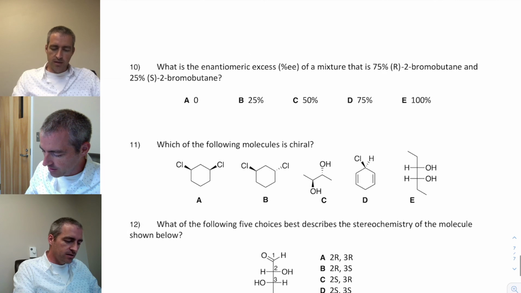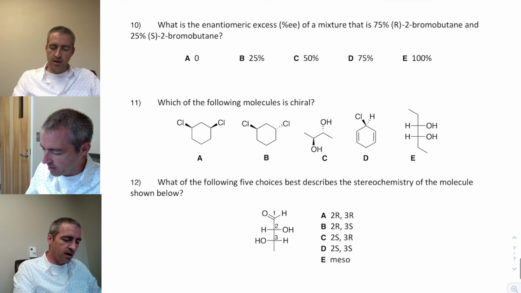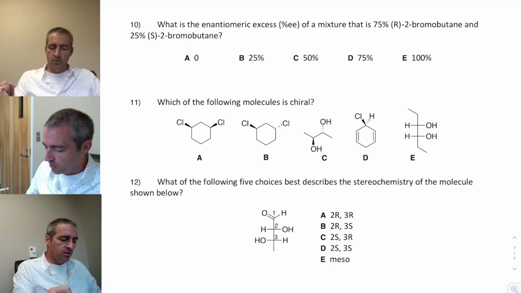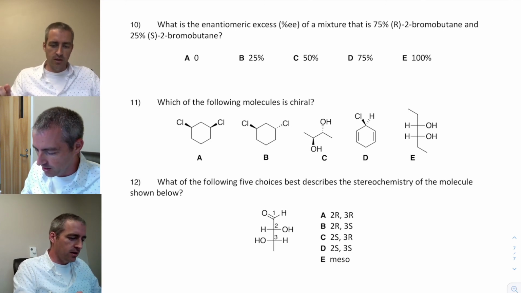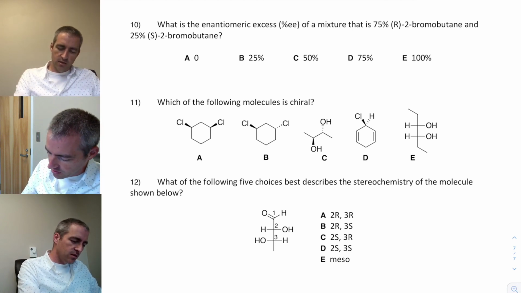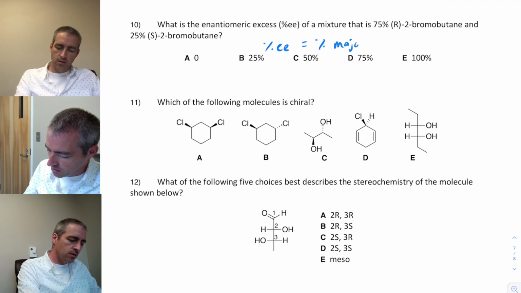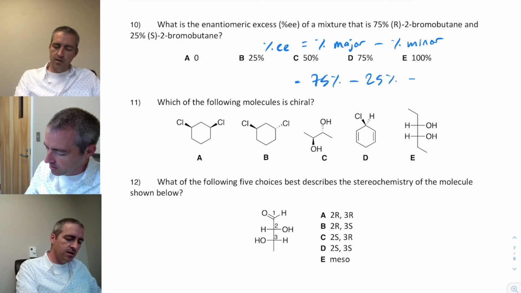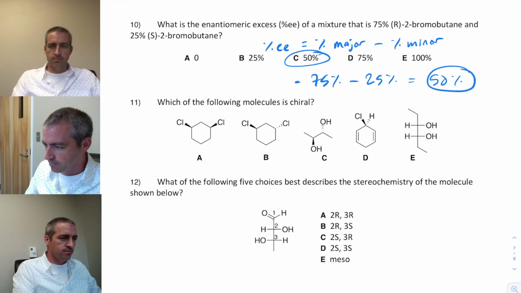So these are constitutional isomers. Question 10. What is the enantiomeric excess percent EE of a mixture that is 75% R-2-bromobutane, 25% S-2-bromobutane? Pray you get a question like this, because these are dead easy. Percent EE is just the percent major minus the percent minor, which is 75% minus 25% equals 50%, which is C.